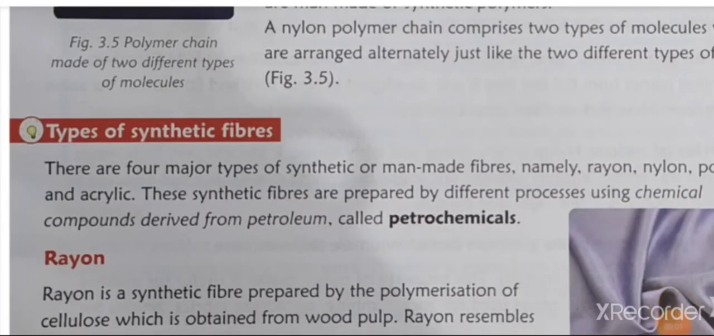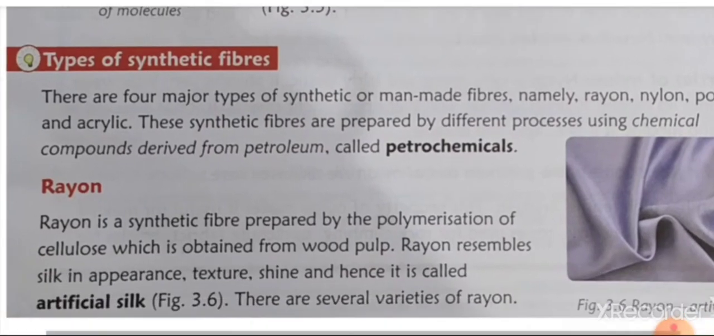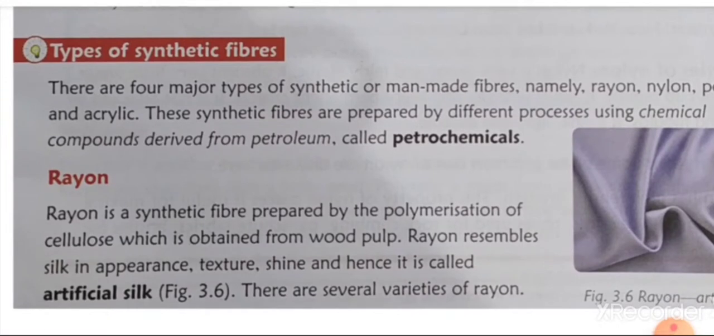Student, types of synthetic fiber. There are four major types of synthetic fiber or man-made fiber. They are rayon, nylon, polyester and acrylic. These synthetic fibers are prepared by different processes using chemical compounds derived from petroleum called petrochemicals.